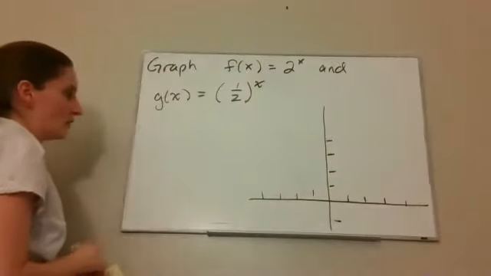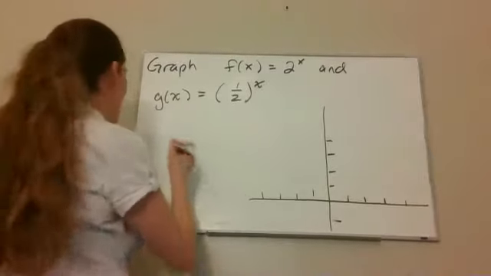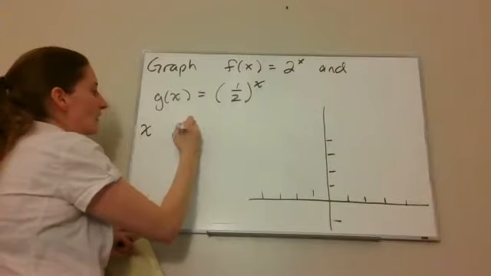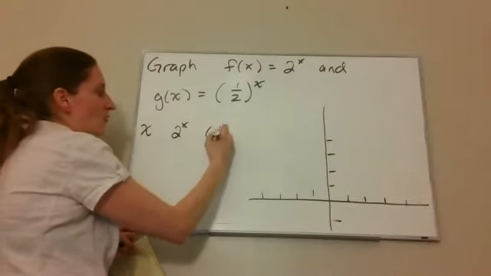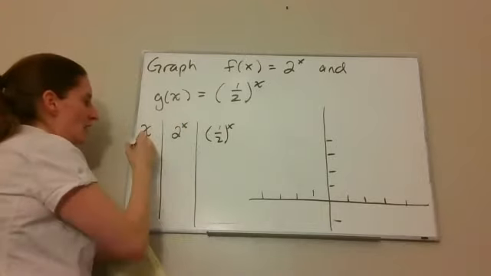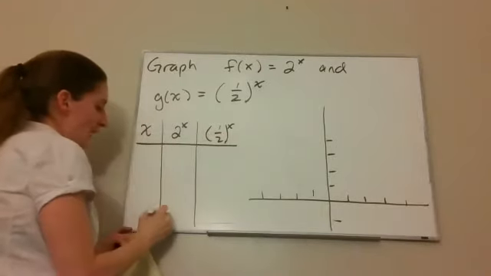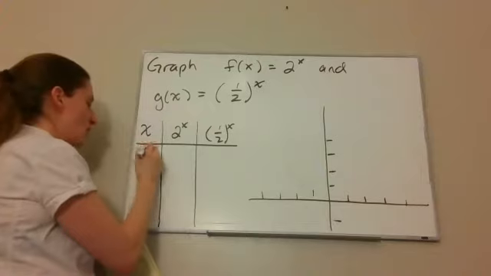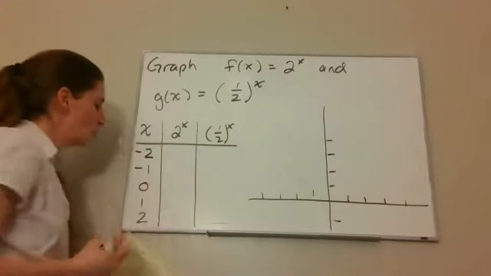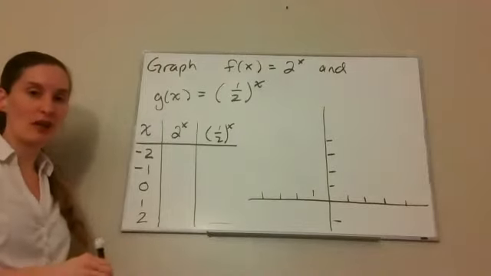All right, so to figure out some points for this, we're going to start with x, we're going to have 2 to the x, and we're going to have 1/2 to the x. We're going to make a little chart to figure this out. So for my x values, I'm just going to choose -2, -1, 0, 1, and 2, just so I have a few points to plot on here.